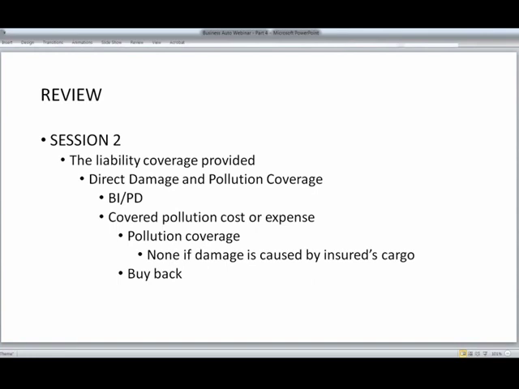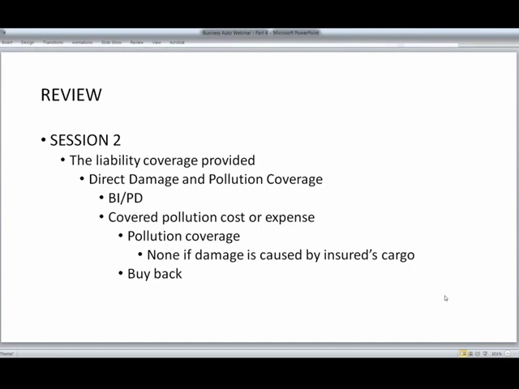Section 2, we went into liability coverage. The liability coverage provided both direct damage, bodily injury, property damage, and pollution, cost of pollution cleanup. Covered pollution costs or cleanup addresses the pollution. What we learned was that in the standard ISO policies, there is no coverage for pollution, either the bodily injury, property damage, which we call direct damage, or the cost of cleanup.